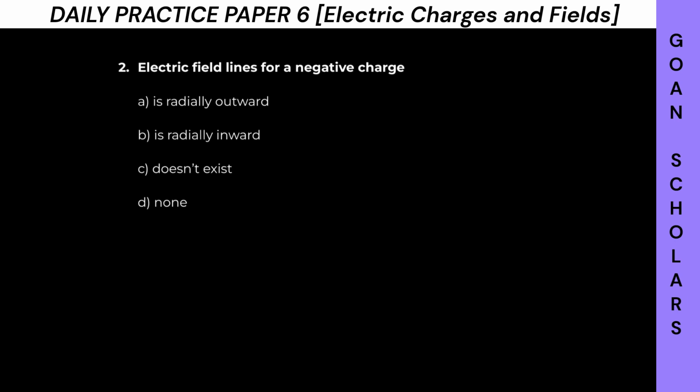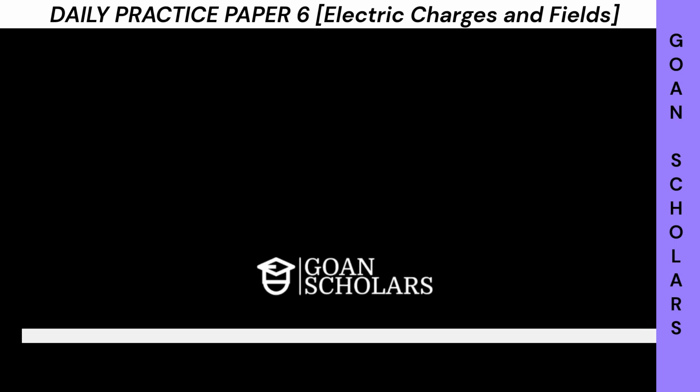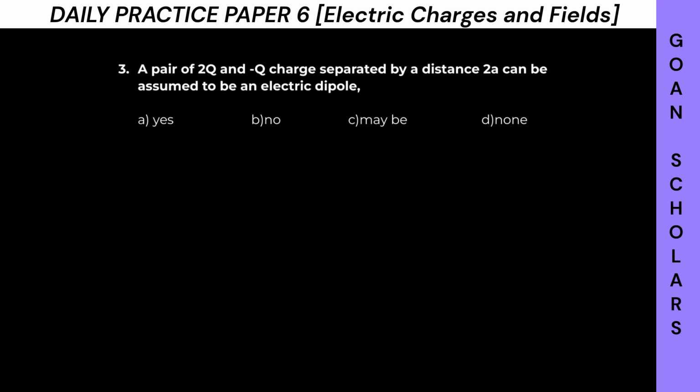Question number 2 says electric field lines are for a negative charge. For a negative charge, it is radially inward. We know if you want to plot here, this is a negative charge, then field lines will be towards the negative charge. This is the property of electric field lines. So correct answer is B. It's radially inward. Radially means from all the 3 dimensions along the radii, along a sphere. If you imagine, it will be towards the negative charge. Let's move to question number 3.